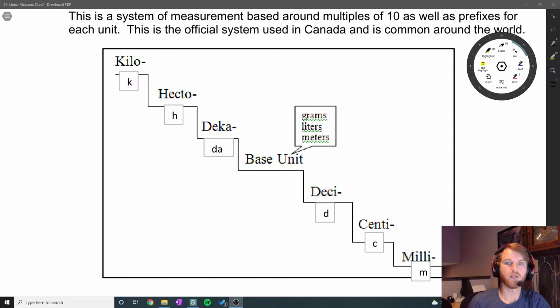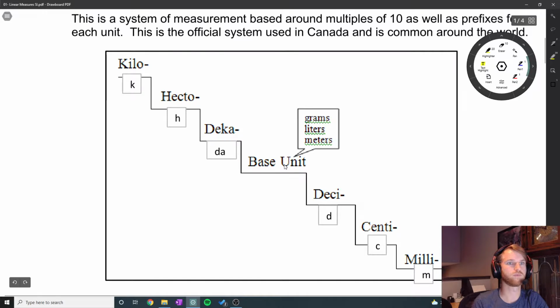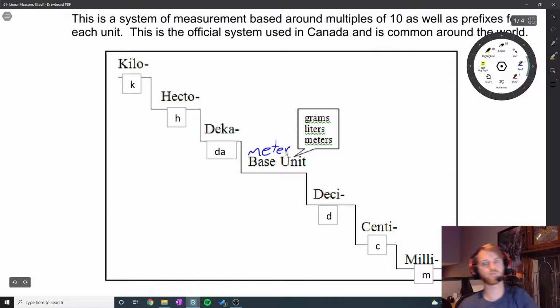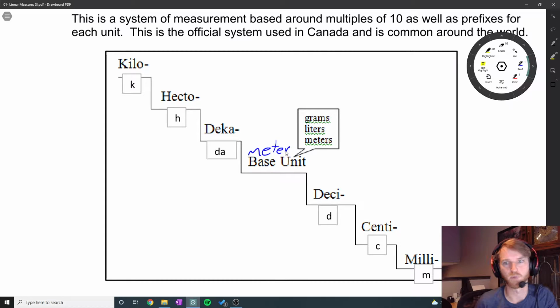This staircase here, we're going to call it a staircase, could be used for lots of different types of units. In the metric system, we could use meters, if we're going to measure a distance. So our base unit, we would say, would be meters. But a meter is, in some situations, quite large, and in other situations, it's quite small. So we need other units in order to conveniently measure things that are small, or conveniently measure things that are large.